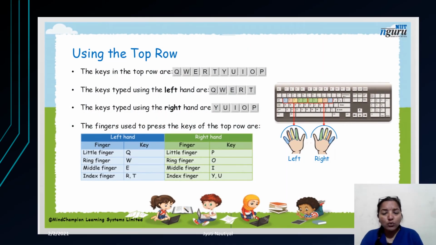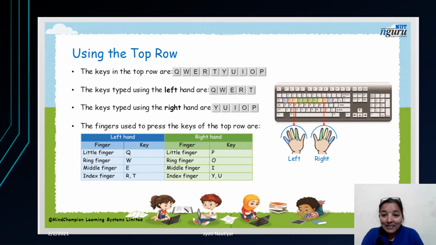When you want to use the top row, here you can see this is the top row, you are going to spread your hands like this. The top row has the letters of the English language from Q to P: Q, W, E, R, T, Y, U, I, O, P. QWERTY. The keys typed using the left hand are QWERT. You can see here, left hand and then QWERT.